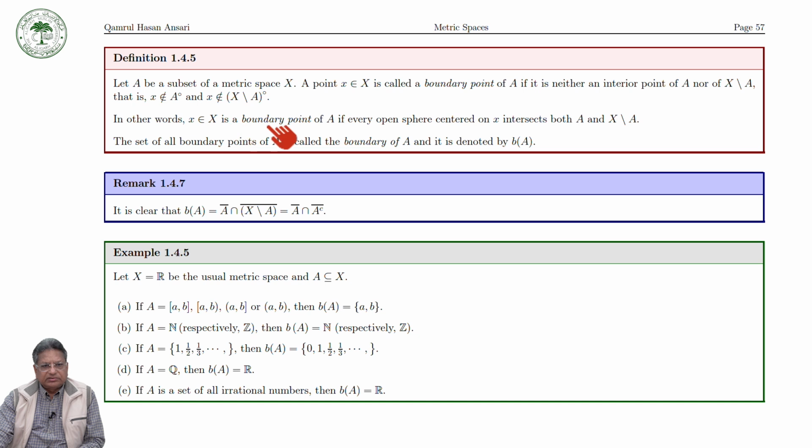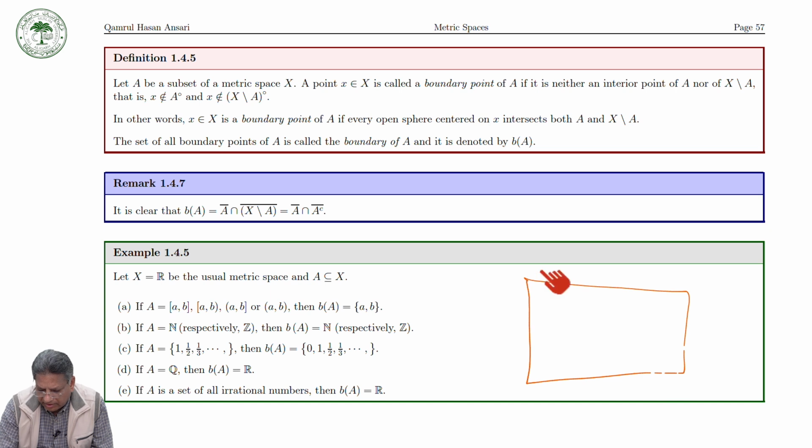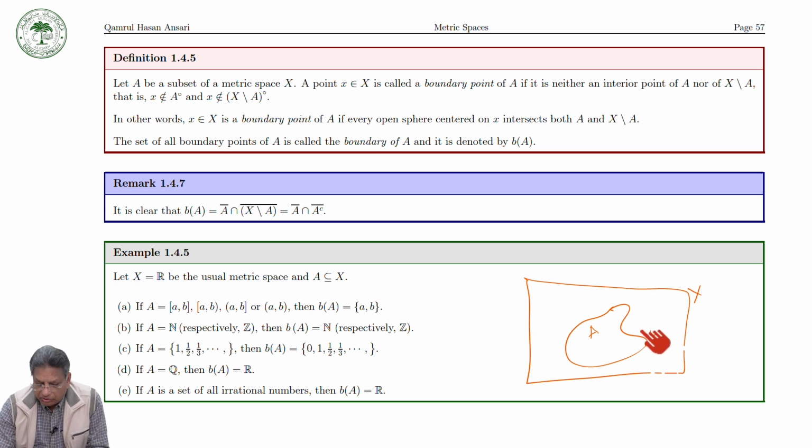In other words, X is a boundary point of A if every open sphere centered on X intersects both A and the complement of A. For example, suppose this is your set X, and here you have a set A. Suppose this is the point X. You take any open sphere, so this is your open sphere S_r(X). Keep in mind, every open sphere, this one or any one, that intersects with A as well as the complement of A, then this point is called a boundary point.